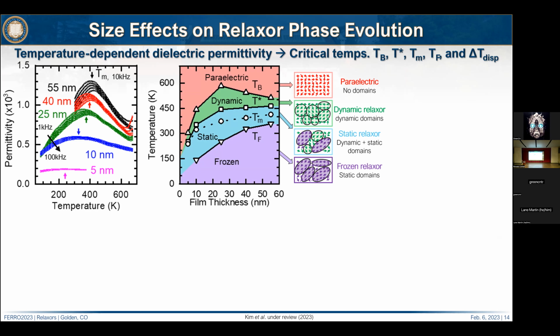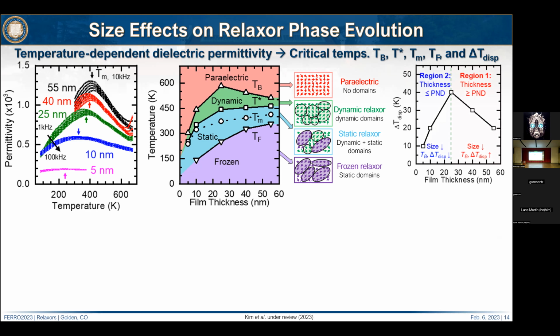So at high temperatures, we're paraelectric. We come into this dynamic relaxor phase where we have these dynamic and evolving domain structures. We then keep going into the static relaxor phase. We have a mixture of more static frozen-in domain structures and the dynamic ones. And then ultimately they freeze inside of the system. And what we see is that something quite interesting happens. If you reduce the thickness from 50 to 25 nanometers, you actually first stabilize and enhance the relaxor stability in the system. You see an increase in the stability of the dynamic and static relaxor phase regime inside of this thing.